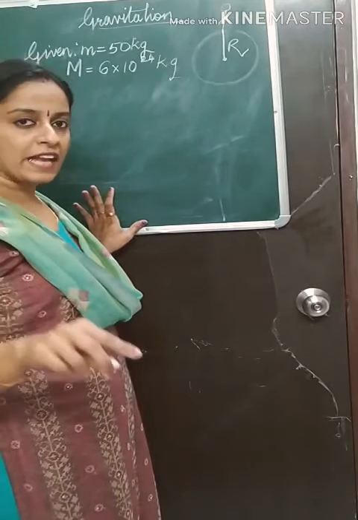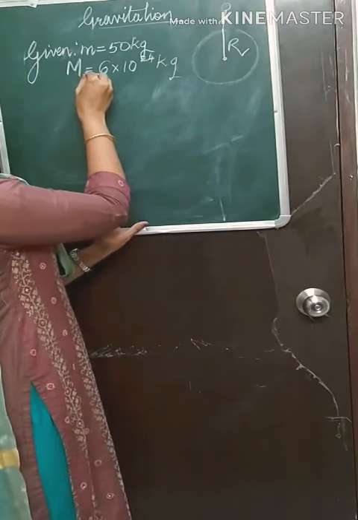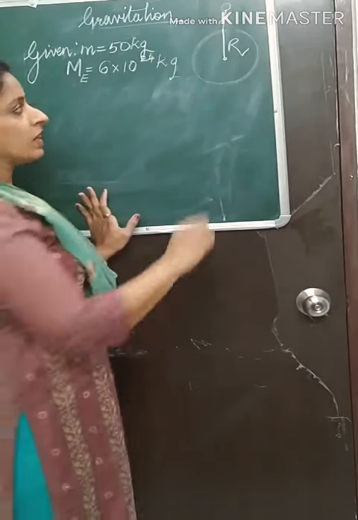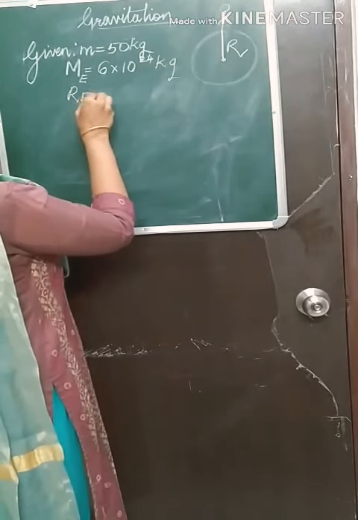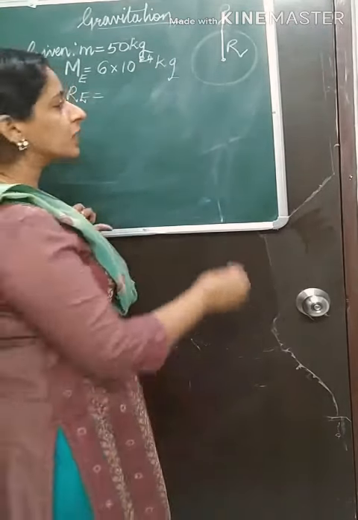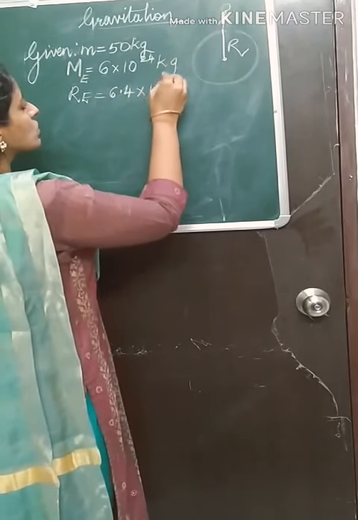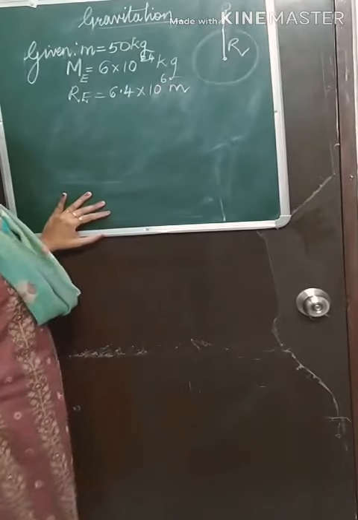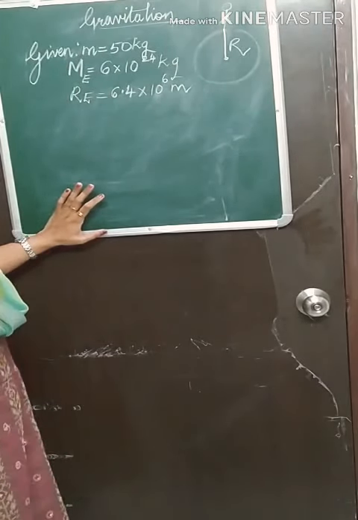Anything related to planets, we will use capital letters. This is the mass of the earth, so I used capital M. Radius of the earth, so we will write capital R. You have to learn these two values by heart. Radius of the earth is 6.4 into 10 raised to 6 meter. So we got all the required details.